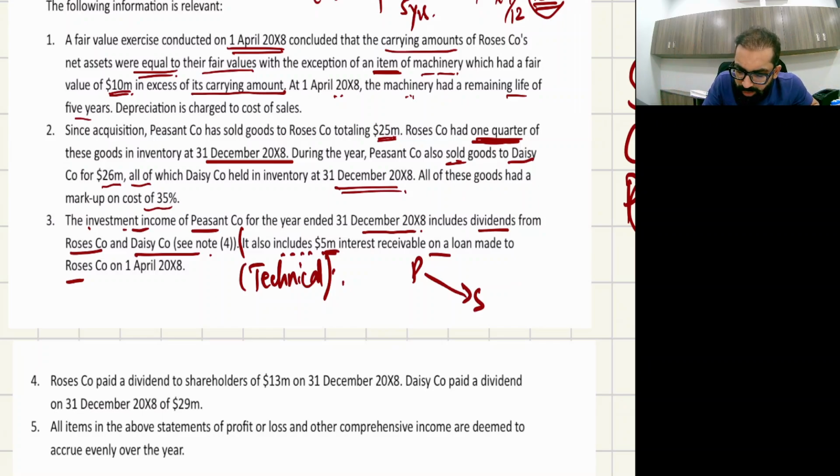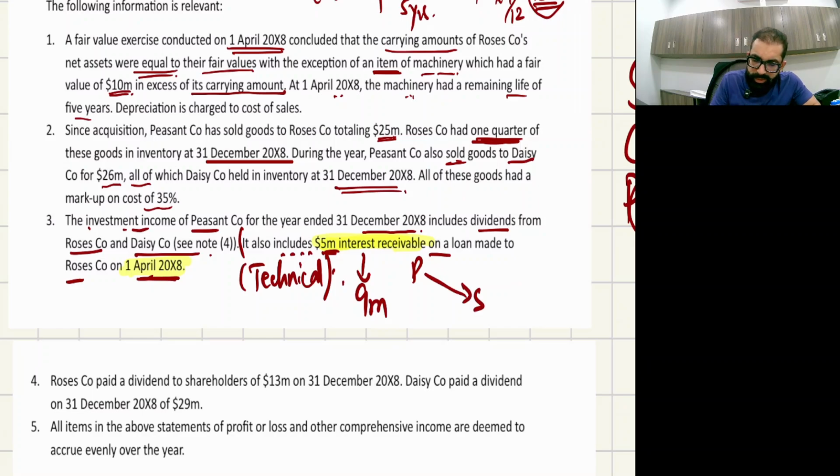Now read again. It also includes 5 million interest receivable on a loan, listen, made to Roses on 1st April X8. That means on the acquisition date, which is 1st April X8, and your year end is 31st December X8, so it's only 9 months. So this interest income and interest expense is purely a 9 months thing. This is not a 12 months thing. It's purely a 9 months thing which is going to be removed from both. Be careful with this. I am writing it again. This is a 9-month thing.